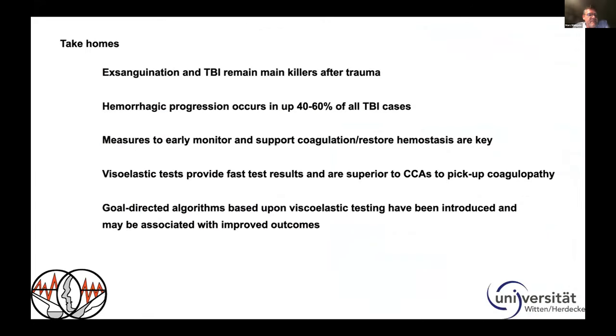So I'm finishing, not leaving you without some take-home messages. Exsanguination and TBI remain the major killers after trauma. Hemorrhagic progression occurs in up to 40 to 60% of all TBI cases. Measures to monitor early and support coagulation and restore hemostasis are key. And this is, again, one of the central key messages of the updated European trauma guideline that also targets TBI patients. Viscoelastic functional tests provide fast test results and are superior to conventional coagulation assays to pick up coagulopathic signals, and goal-directed algorithms based on viscoelastic testing have been introduced, have been published, have been characterized, and may be associated with improved outcomes.